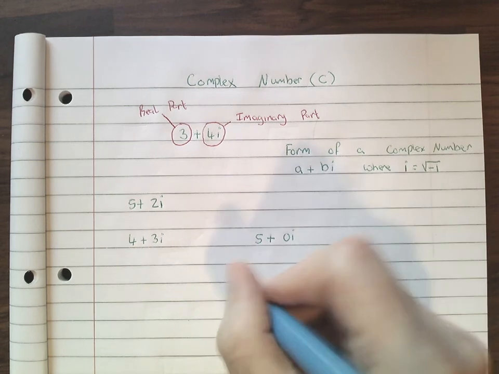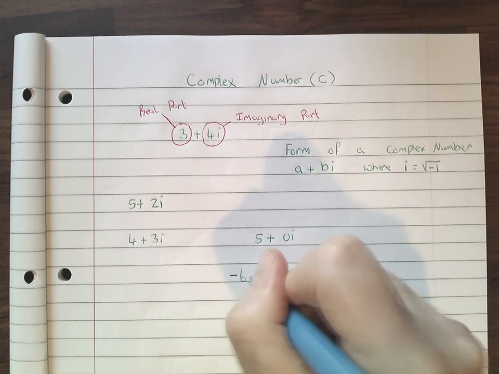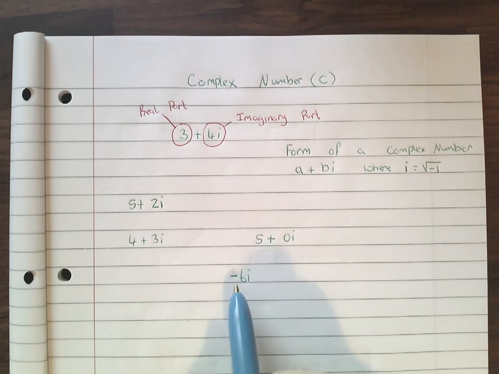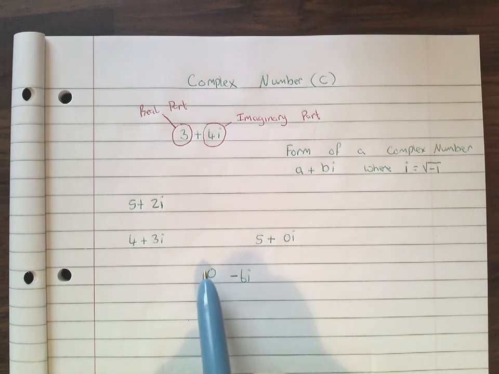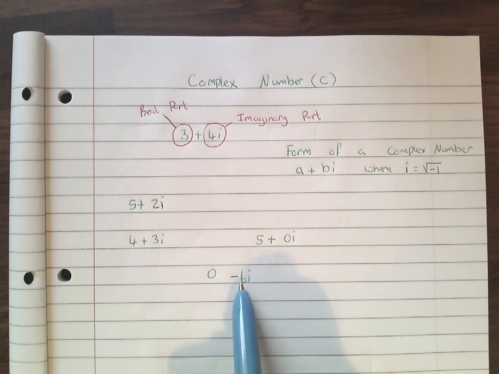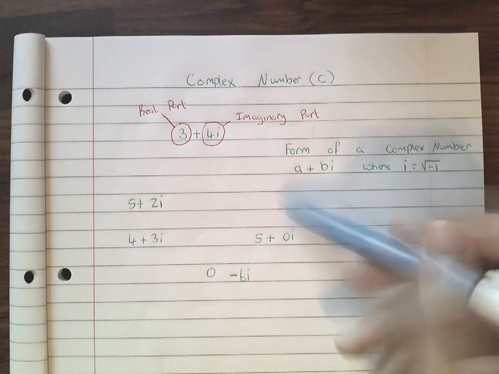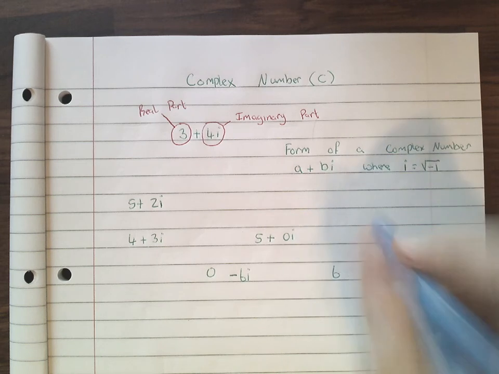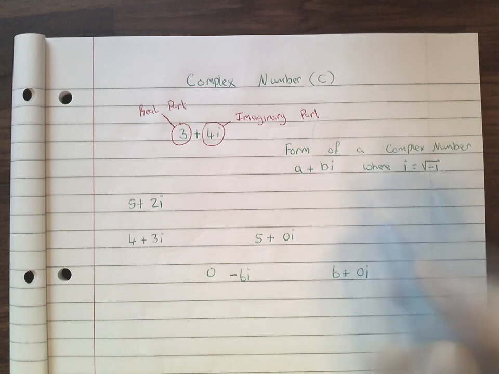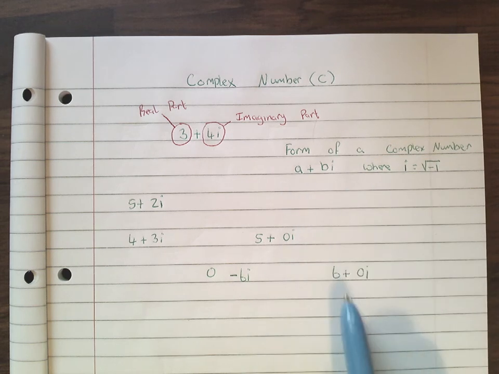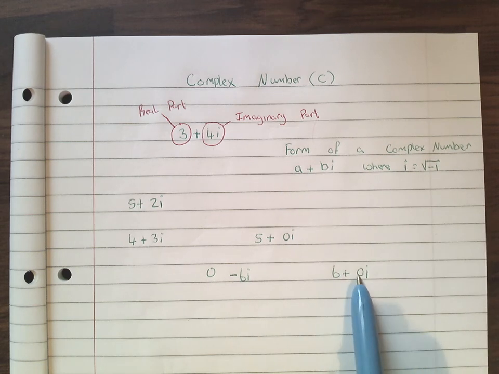The same thing happens if you take an imaginary number like -6i. This -6i is an imaginary number, and we can turn it into a complex number by just putting 0 in front of it. So this 0 represents the real part, and this -6 represents the imaginary part. Likewise, if I take 6, for example, I can easily turn it into a complex number by just adding 0i to it, and now it's in this form. So we have the real part, which is 6, and the imaginary part, which is 0i.